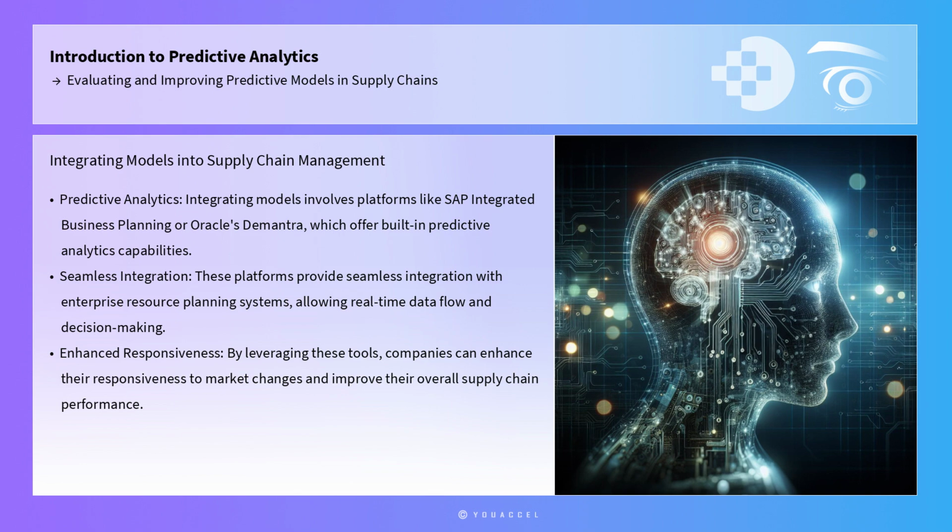In practical terms, integrating these models into supply chain management systems involves using platforms like SAP Integrated Business Planning or Oracle's Demantra, which offer built-in predictive analytics capabilities. These platforms provide seamless integration with enterprise resource planning systems, allowing real-time data flow and decision-making. By leveraging these tools, companies can enhance their responsiveness to market changes and improve their overall supply chain performance.